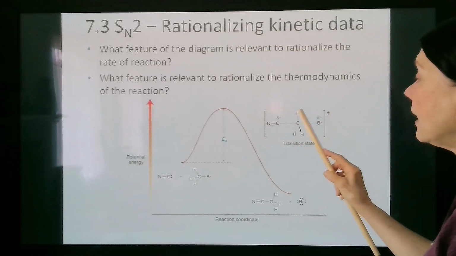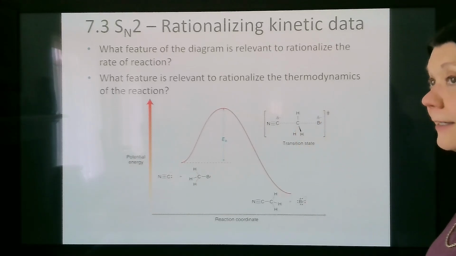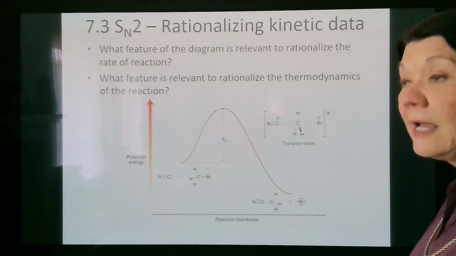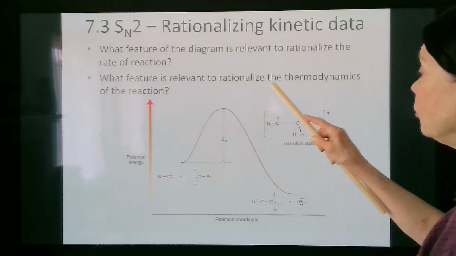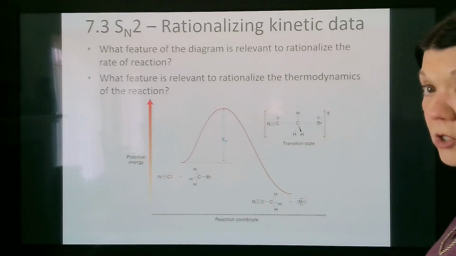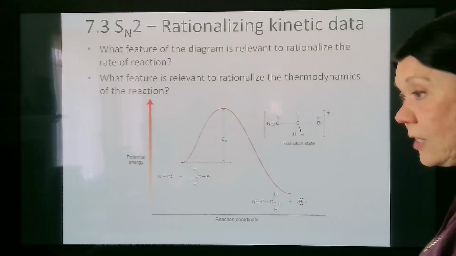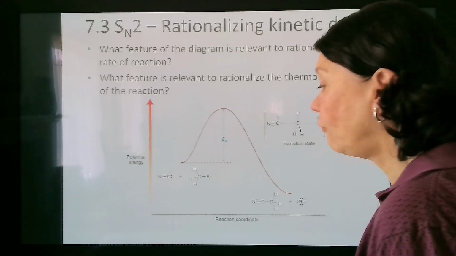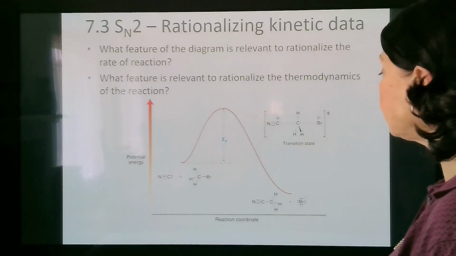It does not exist for a finite amount of time. This is the transition state structure. It is said that the reaction passes through the transition state structure. The transition state structure does not actually exist for any length of time.